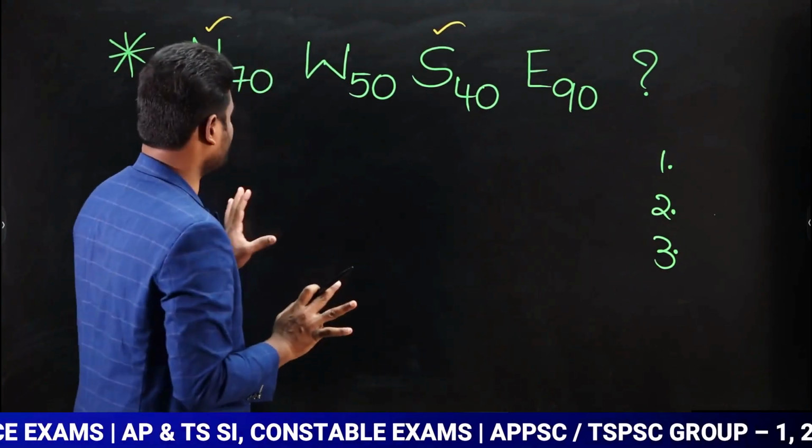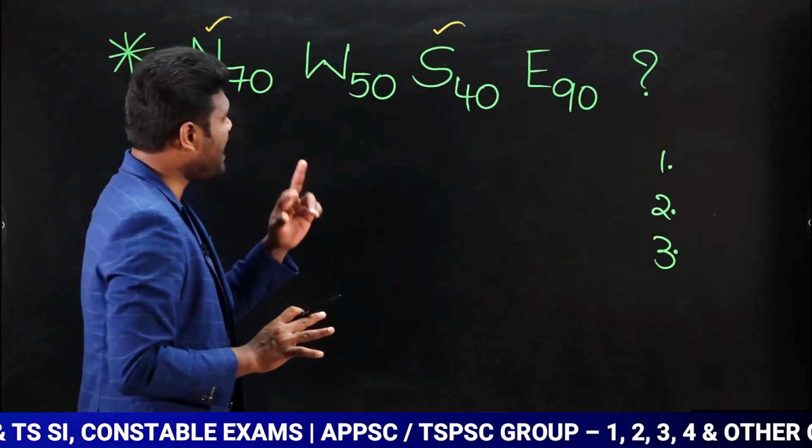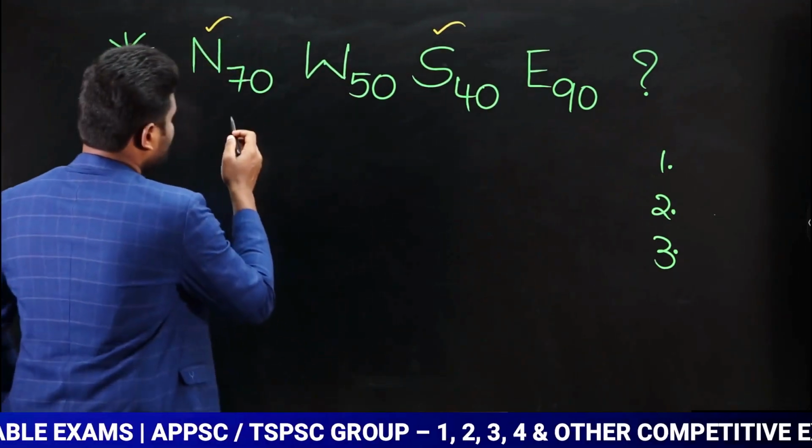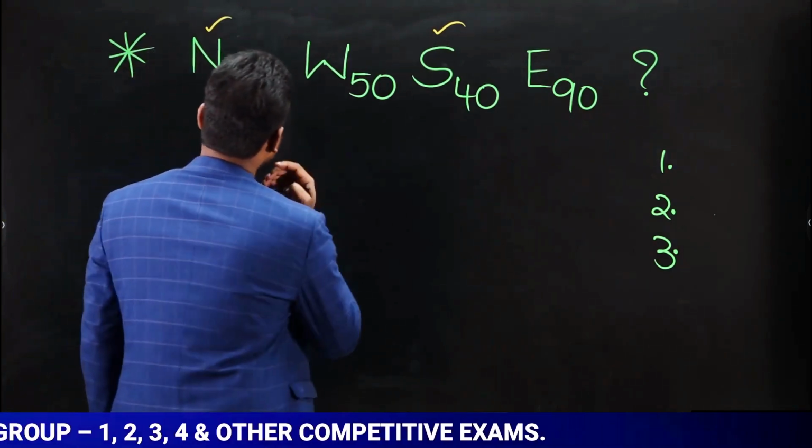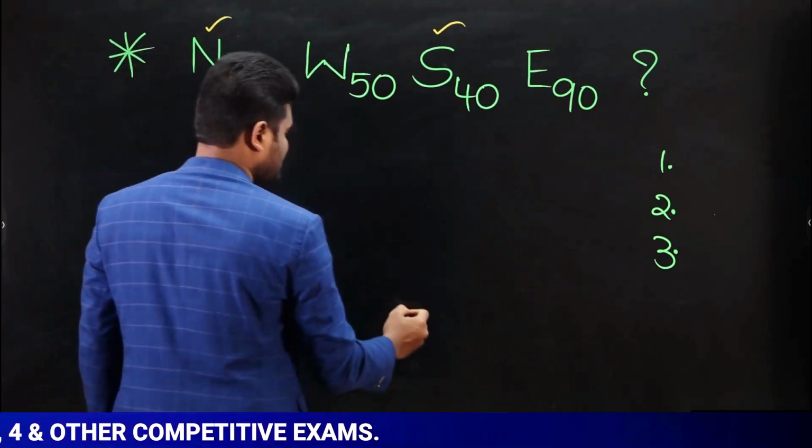Just observe here. I will explain you the normal traditional way. After that we will go with the shortcut. Now observe here. What is the person doing? First he is traveling towards north. Yes, he is traveling towards north. How many meters? 70 meters.